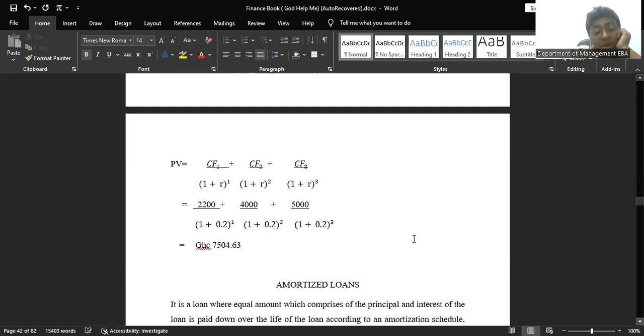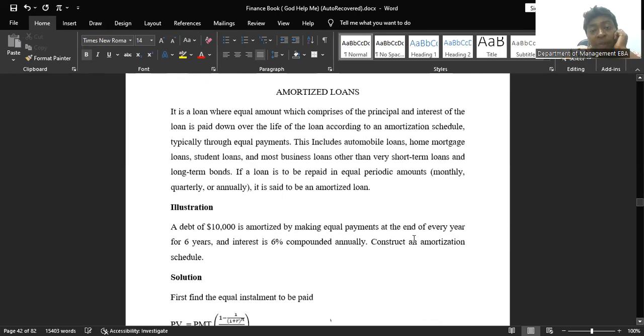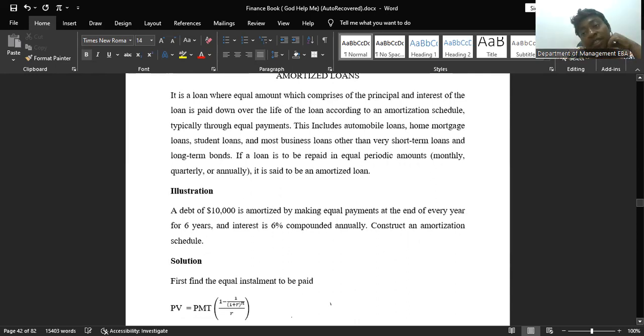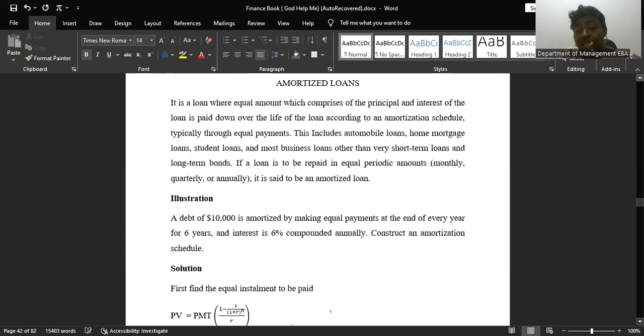Okay. Now let's continue. We go to amortization. Now, if you go for a loan in Ghana, they use an amortization schedule to calculate your loan payment. When we talk amortization, we are talking of equal payment of debt, where the equal payment consists of the principal and the interest over a specified period. So when you go for a loan, the amount that they charge you to be paying monthly comprises part of the principal you are paying and an interest.